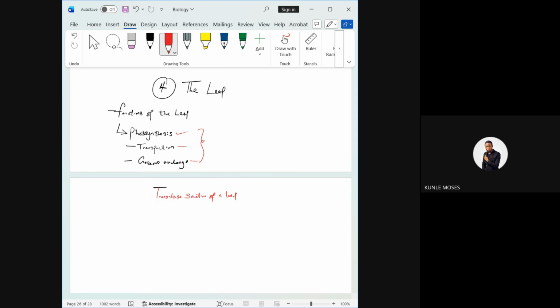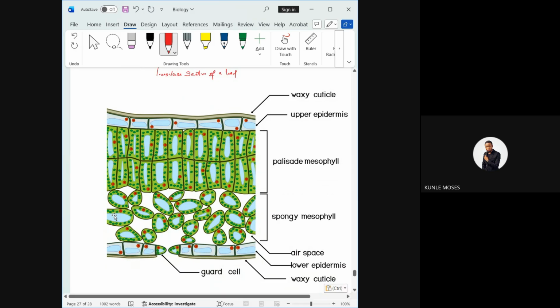So the transverse section of a leaf, let me give you a diagram because I actually like diagrams a lot. It helps you in biology. Look at this structure. No, it looks so rough. It looks so numerous. And how do you understand a diagram? You understand a diagram by putting it into sections. Every component have a section they belong to.